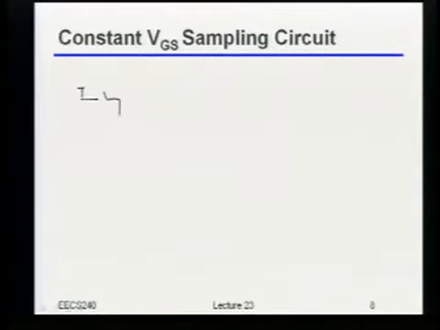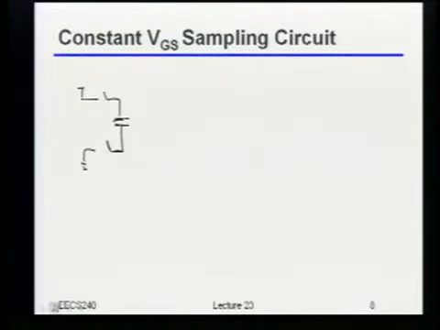So first of all, when I'm doing this constant VGS sampling, what I probably want to do is make it so that I always put VDD of VGS across my switch. Because in order to get the lowest resistance per unit width, I probably want that maximum gate overdrive. So the value of that battery, or the voltage source, should probably be VDD.